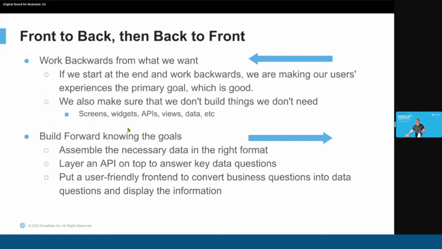Okay, so when I said that we work backwards from what we want and then we build from the back forwards, what does that actually mean? So if we start at the end and work backwards, we're making our users' experiences the goal, right? That means we don't end up building things that we think people might want. If we work forwards, then we end up building things we think that people might want, not what they actually need or what they've told us they need, but what we imagine they would need. And that's not necessarily a good user experience at the other end.